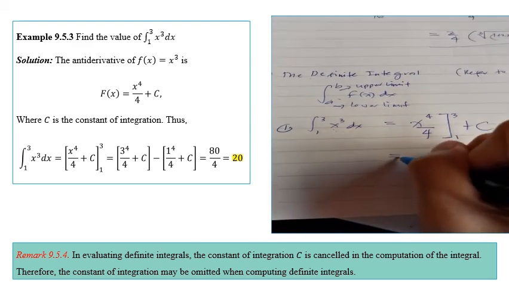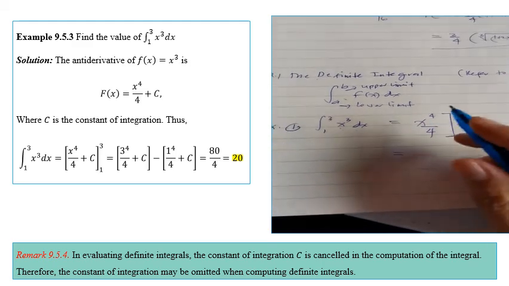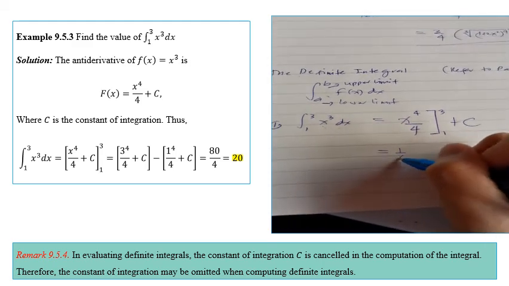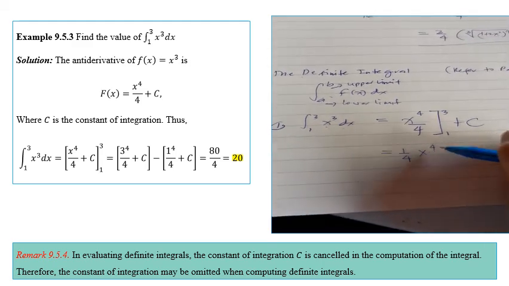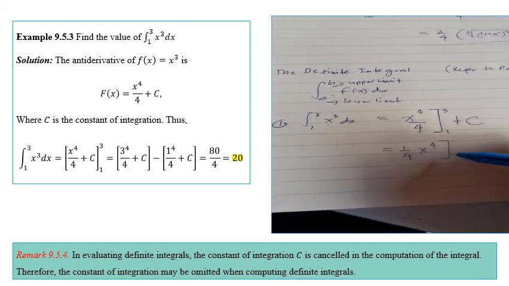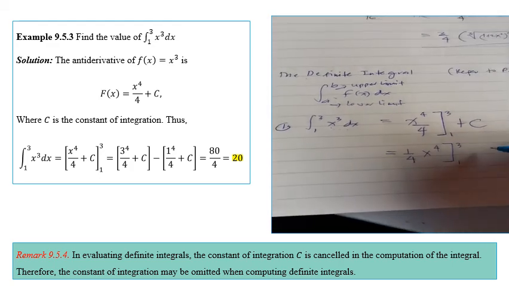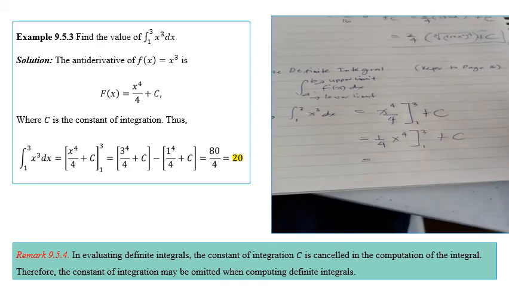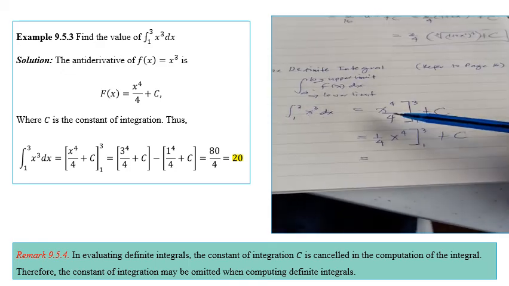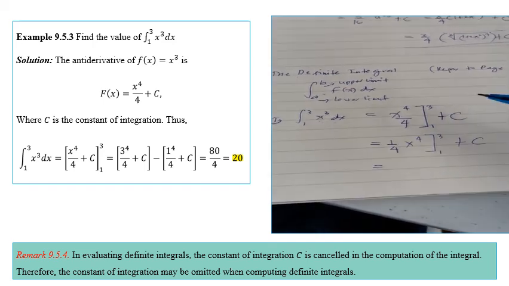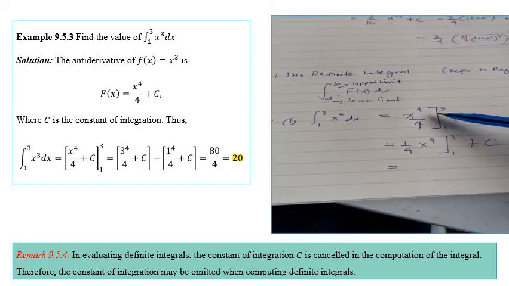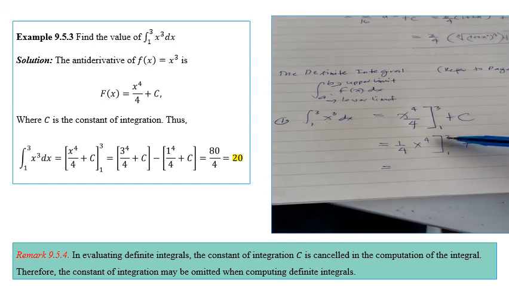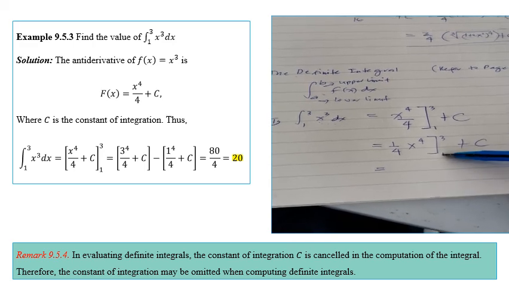Okay, so this is equal to, di ba eto siya, pwede natin tong masulat as 1 over 4 x raised to the power of 4 evaluated from 1 to 3 plus the constant C. Okay, pagka-integrate niyan, ibig sabihin nag-add ka ng 1 sa exponent, tapos pag-evaluate, si upper limit at si lower limit.